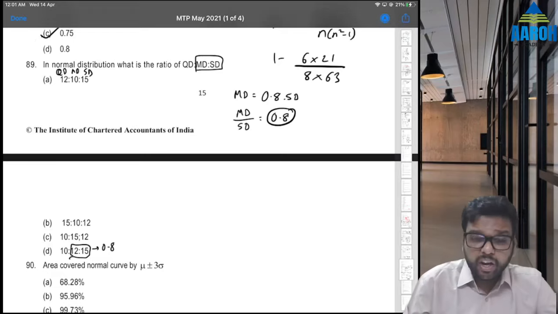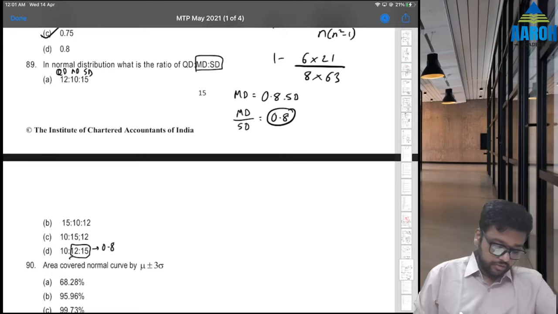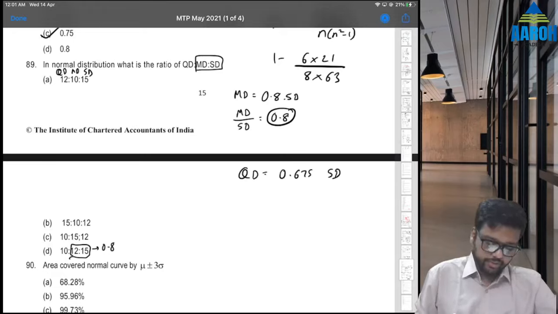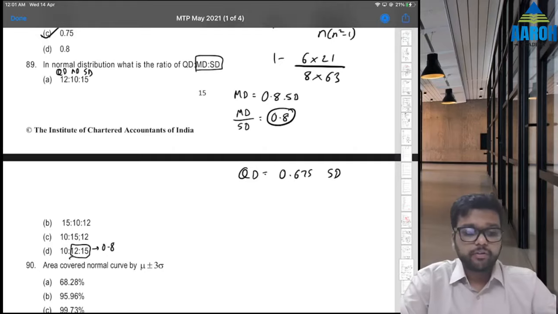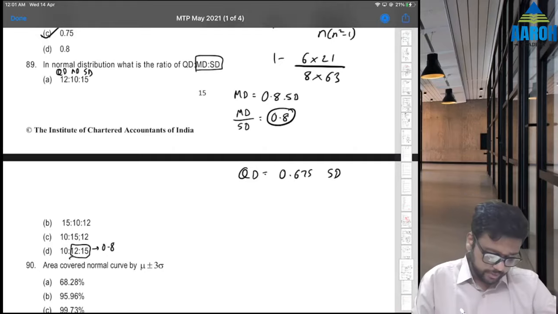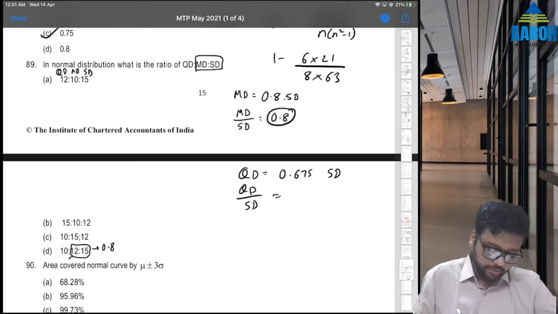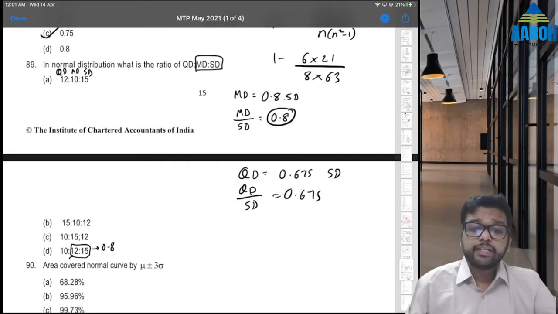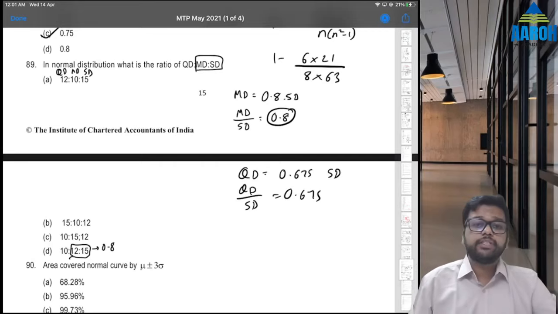So option D ही होगा. But we also know that QD is equal to 0.675 into SD. 12 by QD is 0.675. That means QD by SD should be 0.675. Let's check if we are getting QD by SD as 0.675.